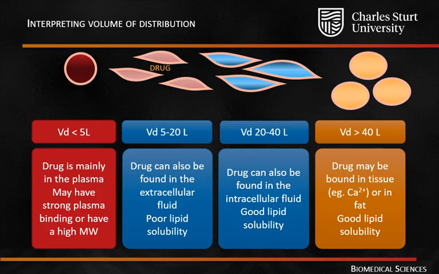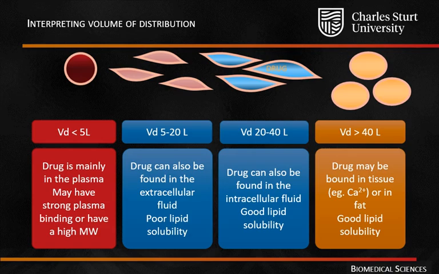It doesn't have particularly good lipid solubility, but it's still enough to get out of the plasma and into the tissue space. And then what happens next as the volume of distribution is bigger again, what you'll see is the drug can also be found in the intracellular fluid. So it can be found in the plasma, it can be found in the extracellular fluid, it can be found in the intracellular fluid. And it usually has very good lipid solubility at this stage because it can actually diffuse between the lipid and the cytoplasm quite readily.